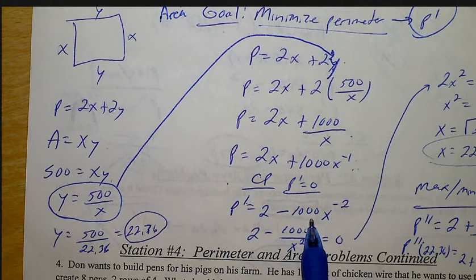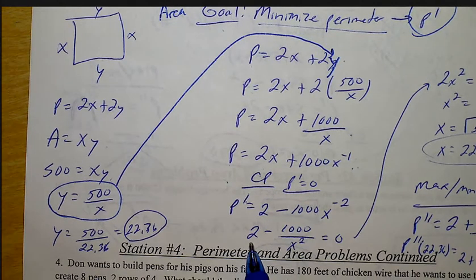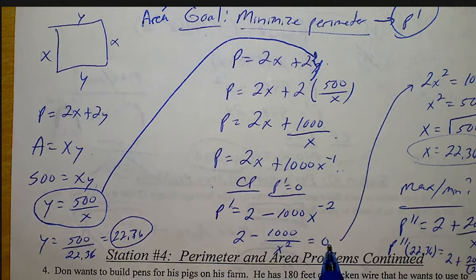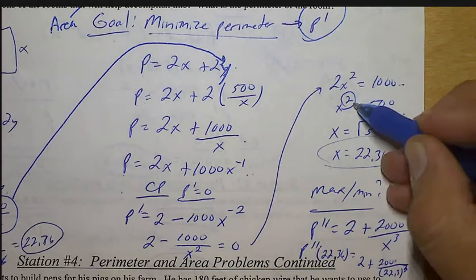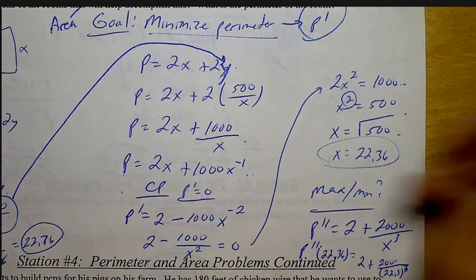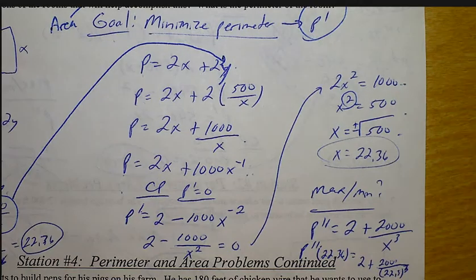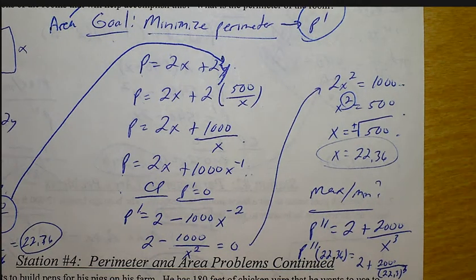So set this equal to 0. And you end up getting two solutions. Okay, remember that from algebra, the fundamental theorem of algebra: whatever the degree of the polynomial is, that's how many solutions you have. Plus or minus square root of 500. However, for the context of this problem, we'll throw out the negative because you can't have a negative length or negative dimension of a room. So positive square root of 500, 22.36.